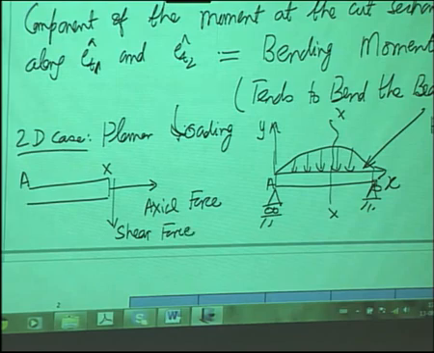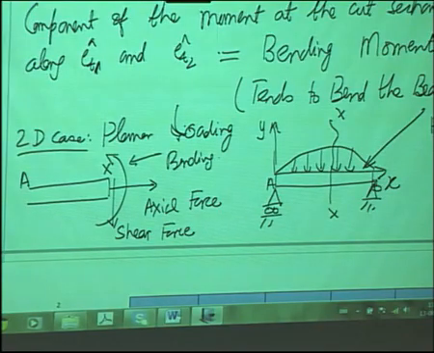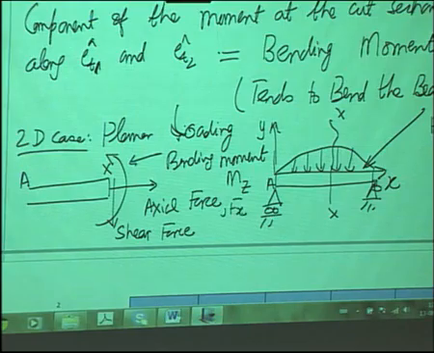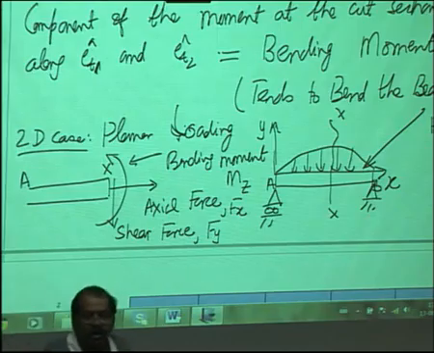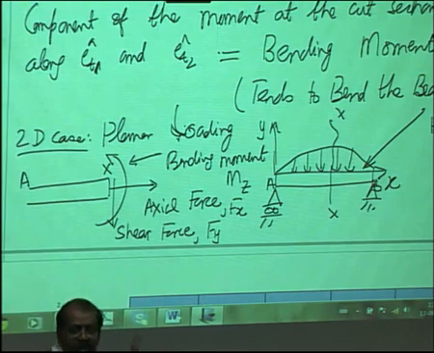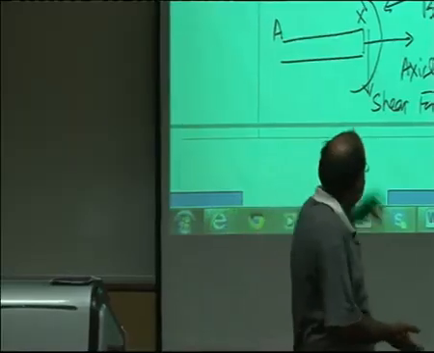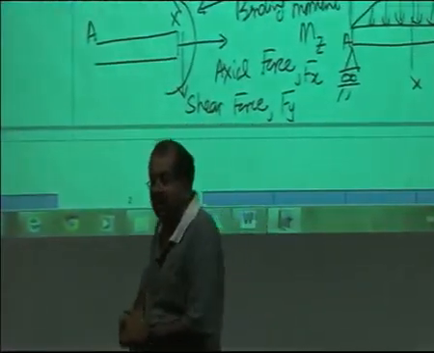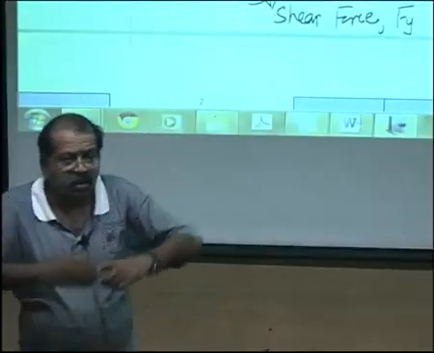a force here will be the shear force, and because of this loading, you will only get one component of the moment, which we call the bending moment. This bending moment would be about the z axis, the axial force will be force along x, and the shear force will be force along y. So, in a planar loading we will have an axial force, one component of shear force and one component of bending.